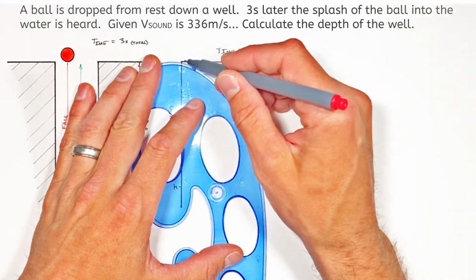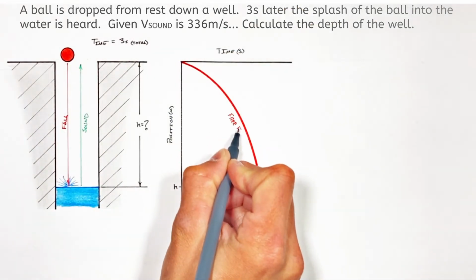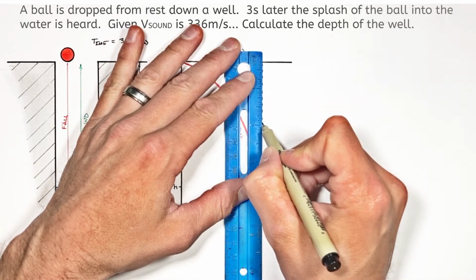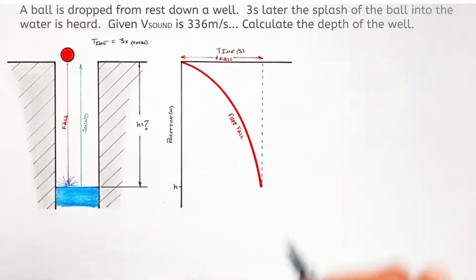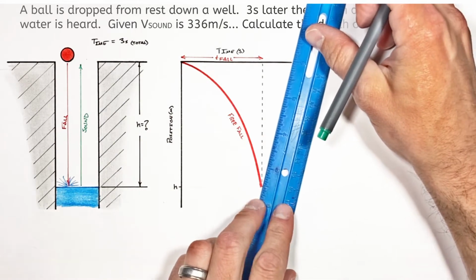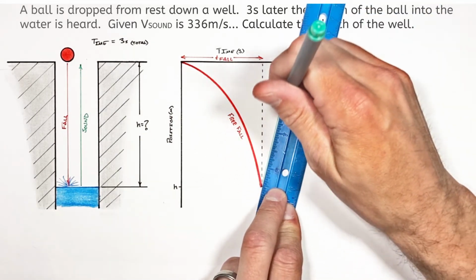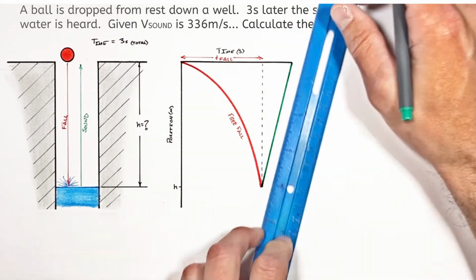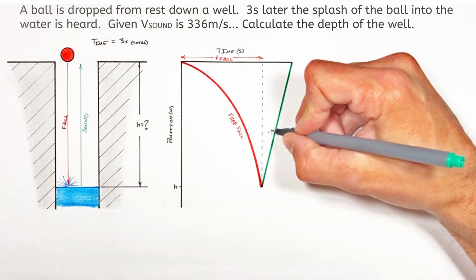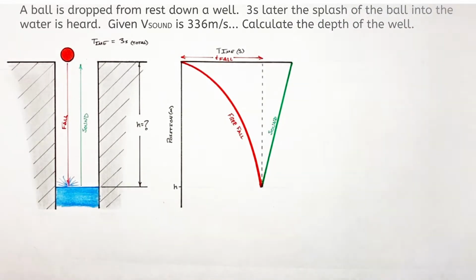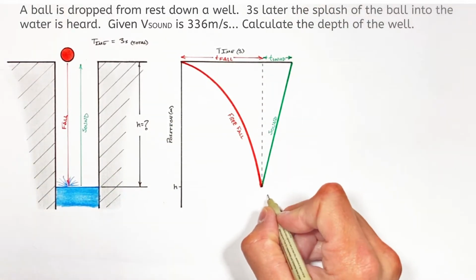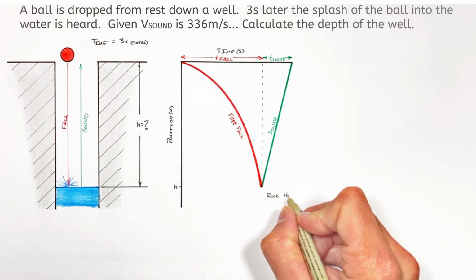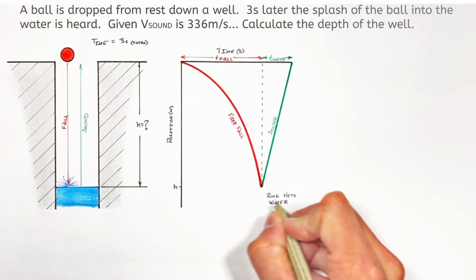So first we see the position of the ball as it's in free fall downward to the water's surface. Then as soon as the ball hits the surface of the water, the sound from that splash is going to travel back up out of the well. So we'll see that sound make a diagonal line on our position versus time graph. And this lowest point on our graph is when the ball strikes the water.